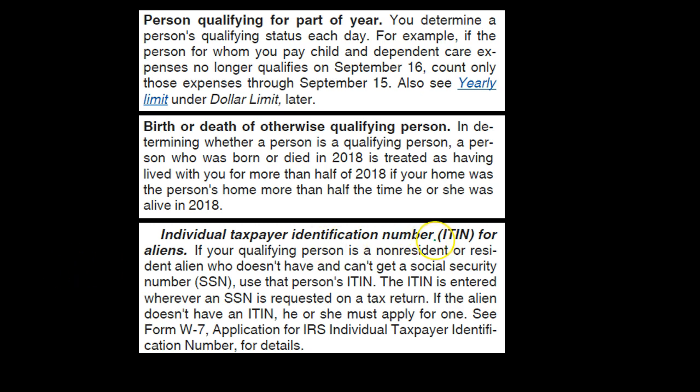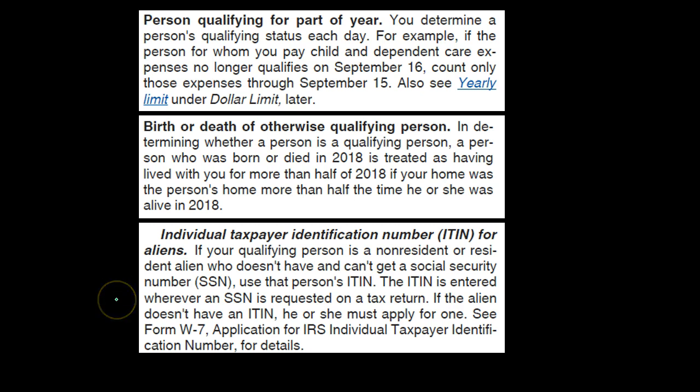Next item, back to the text, individual taxpayer identification number, ITIN, for aliens. So now we've got the identification number. Normally, of course, we would have the social security number. Now we're talking about some other type of number. The IRS needs some number. So the other number is the individual taxpayer identification number. If your qualifying person is a non-resident or resident alien who doesn't have and can't get a social security number, SSN, use that person's ITIN. The ITIN is entered wherever a social security number is requested on the tax return.